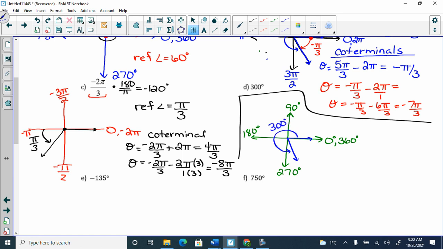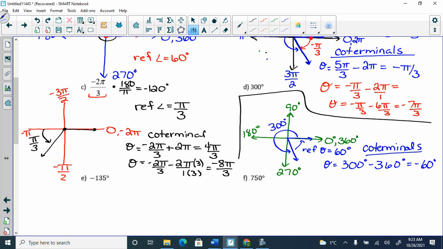And then your reference angle from here to here is 360 minus 300, so my reference theta is 60. And then coterminals, I can go theta equals 300 minus 360 and get negative 60, which makes sense because that would just be from here to here, right? It should terminate on the same arm.